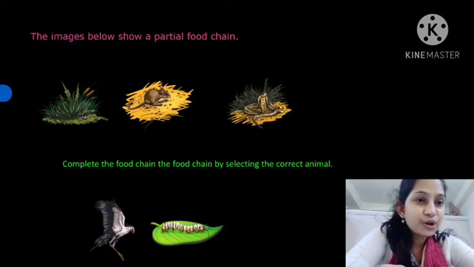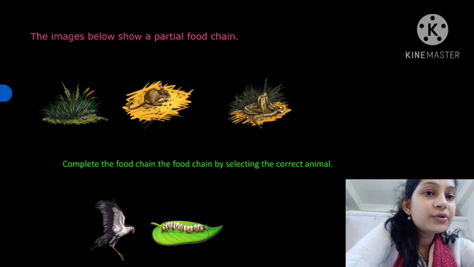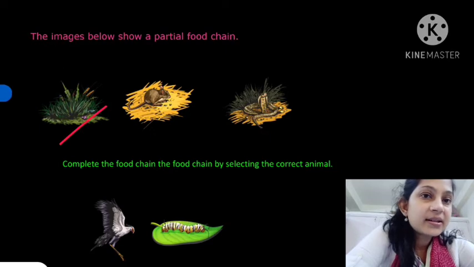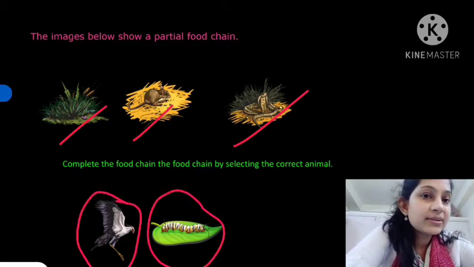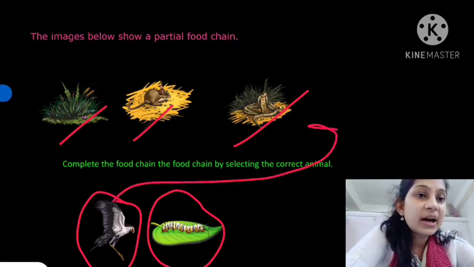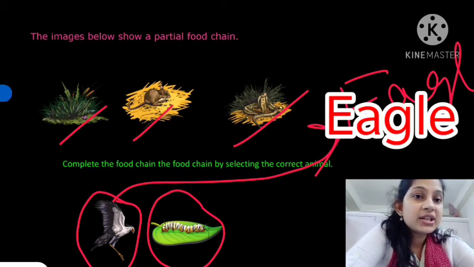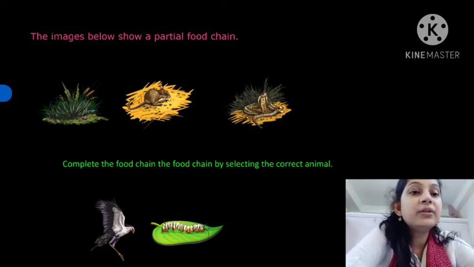Before that, a small question for you. The image shows a partial food chain. Complete the food chain by selecting the correct animal. So here grasses are there, then a rat is there, and a snake is there. So what will be the next organism? Can it be a caterpillar, or this one? Can a caterpillar eat the snake? No, a caterpillar cannot eat the snake. The snake will be eaten by the eagle. So the correct answer will be eagle. So energy is moving this way. A question like this may come in your exam: complete the food chain.